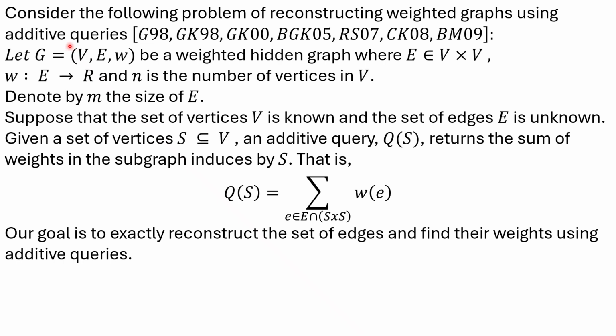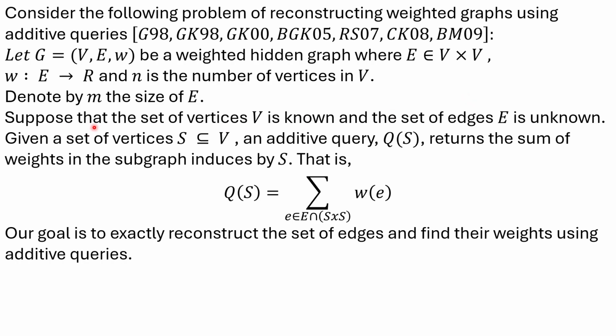We left one problem without a solution, so we're now going to provide an algorithm that solves it. Consider the following problem of reconstructing a weighted graph using additive queries. Let G be a weighted hidden graph, where E is the set of edges, W is a weight function, and n is the number of vertices in V. Denote by m the size of E. Suppose that the set of vertices V is known, and the set of edges E is unknown.